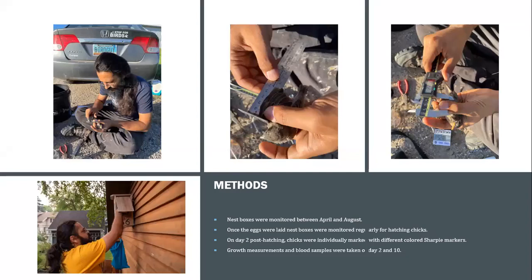So the method we use is nest boxes are usually monitored from April throughout August. And then once the eggs are laid, we regularly visit the nest boxes to see if they have hatched. And then once they hatch, from day 2 through day 10, we measure their growth structure, like wings, mass, tarsus, and then also we take blood samples from them at day 2 and day 10.